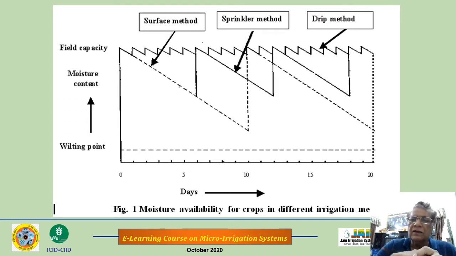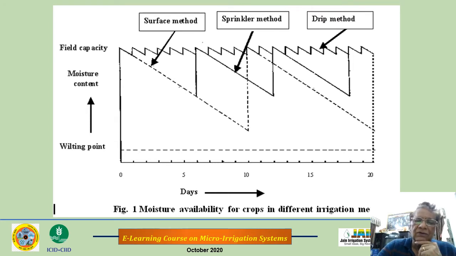If you take sprinkler irrigation, then of course we have the first irrigation, we are filling up to field capacity, and then the depletion keeps taking place. But you see, we are not waiting up to the 10th day, but we are irrigating on the 6th day, and then again irrigating and bringing the soil moisture to field capacity level, and the same cycle gets repeated.